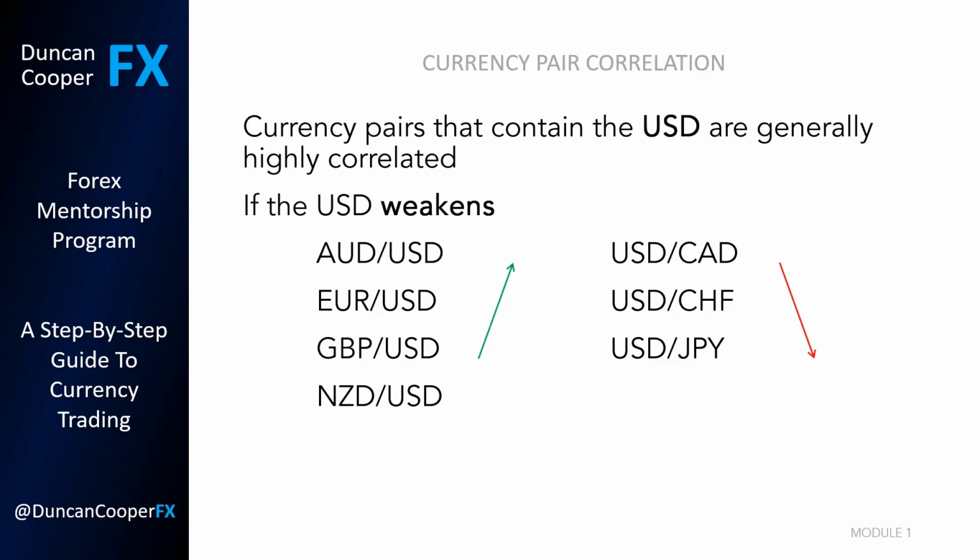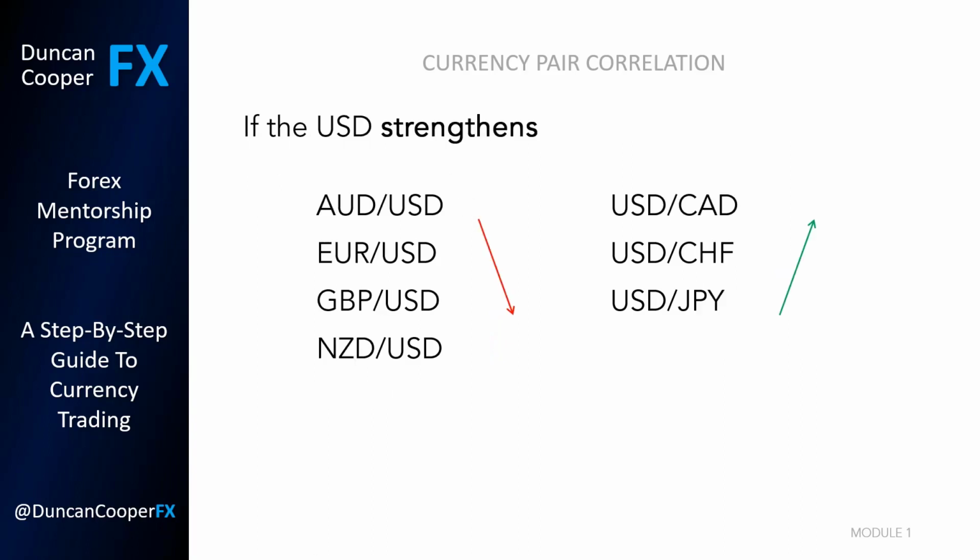If the US dollar weakens, then generally the currency pair shown on the left hand side will rise, and the currency pair shown on the right hand side will fall. If the US dollar strengthens, then generally the currency pair shown on the left hand side will fall, and the currency pair shown on the right hand side will rise.